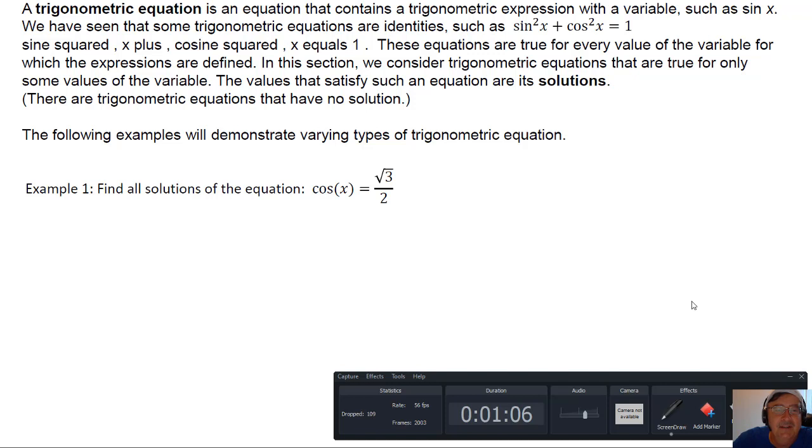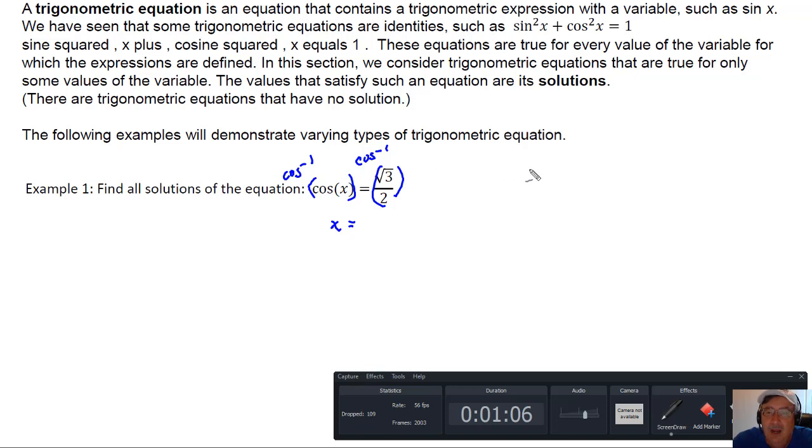All right, so the first example says find all solutions of the equation cosine x equals the square root of 3 over 2. Now, what I like to do on these is to tell students that we have learned in past lessons that you can use what is called the arc cosine, inverse cosine, or what Young likes to deem the angle getter. So if you take the inverse cosine of both sides of this equation, you will get to the angle we are after. Now, remember, inverse cosine means at what angle is the cosine equal to the square root of 3 over 2.